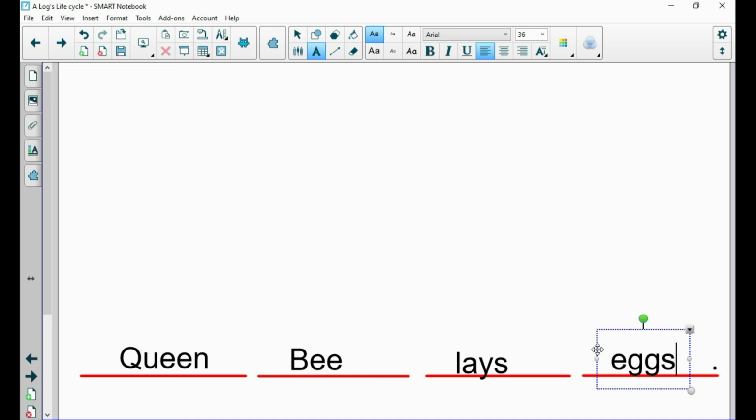Great job. All right, now today we worked as the authors, right? So we made the subject. We wrote queen bee lays eggs. It has a subject and a predicate. We have a capital letter, and we even have a period at the end, don't we?